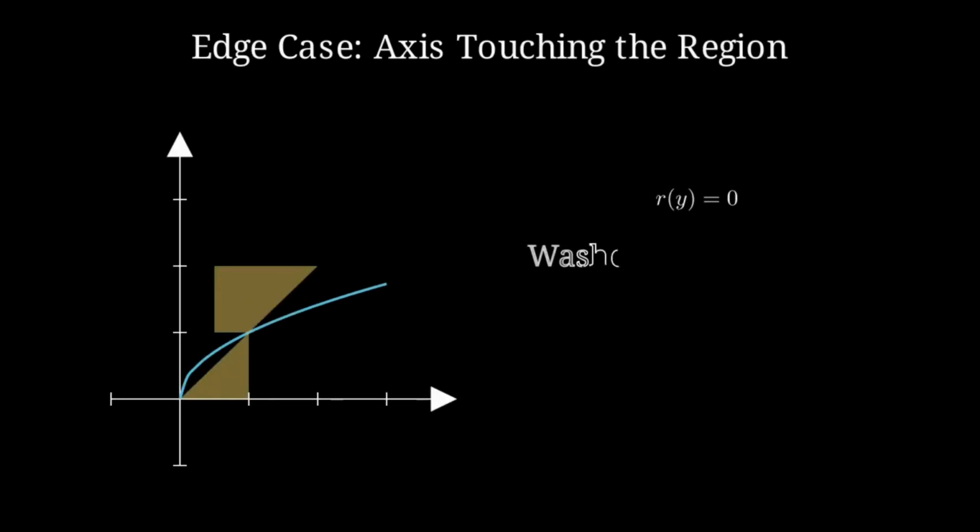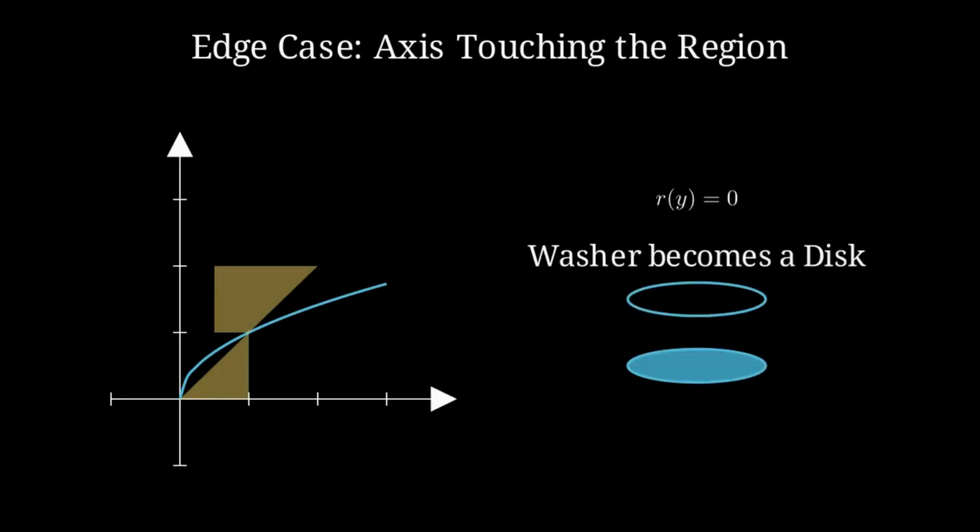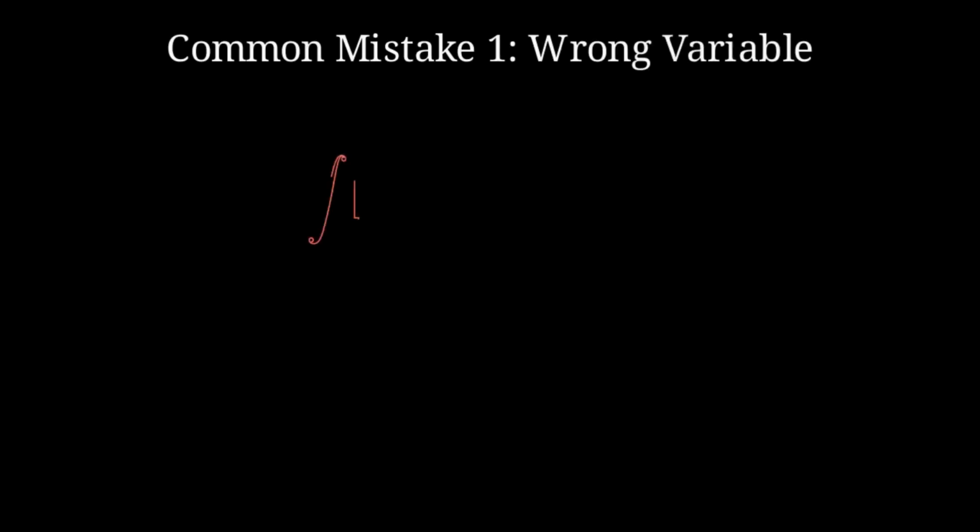In these cases, the washer effectively becomes a solid disk. You can still use the washer formula, simply let the inner radius equal 0 where the region touches the axis of rotation. The most common mistake is integrating with respect to x for a vertical axis.